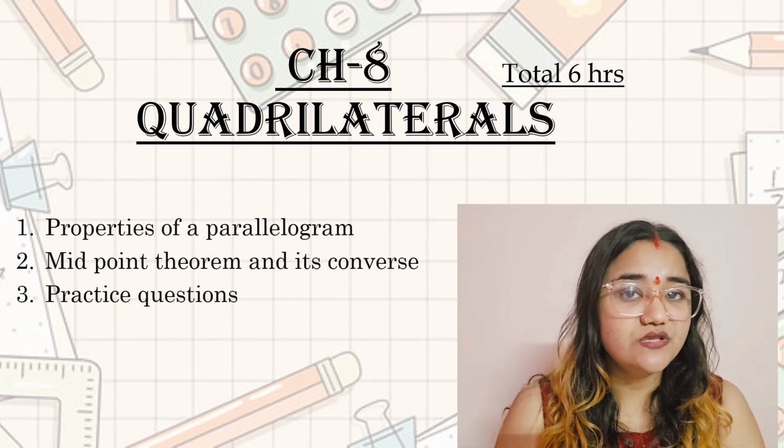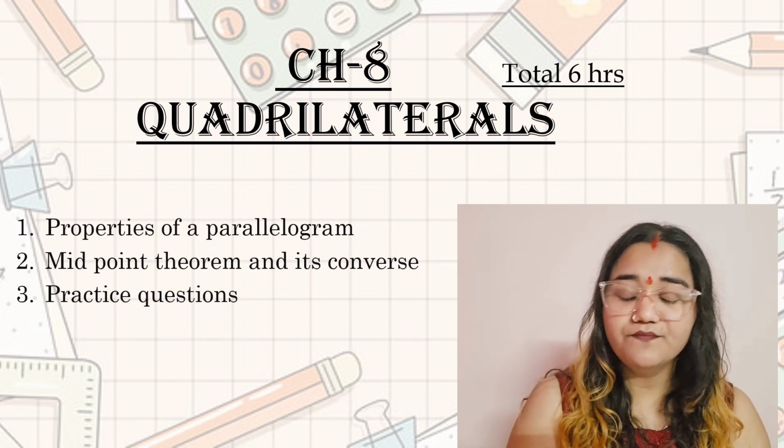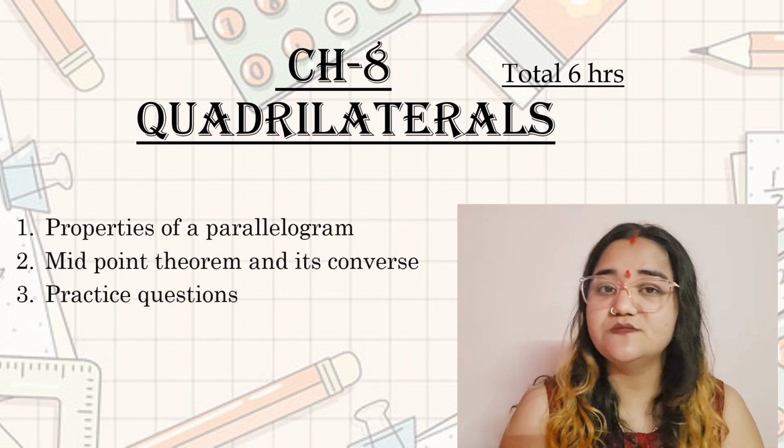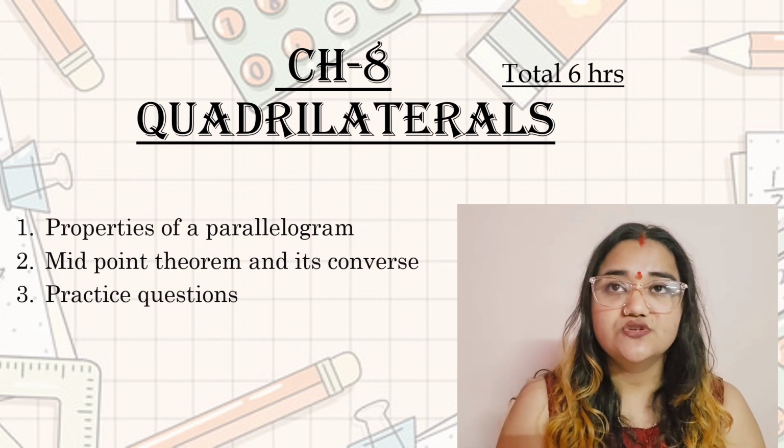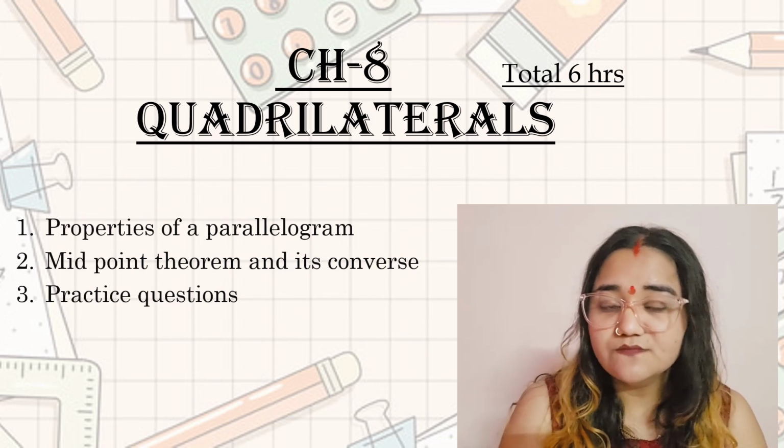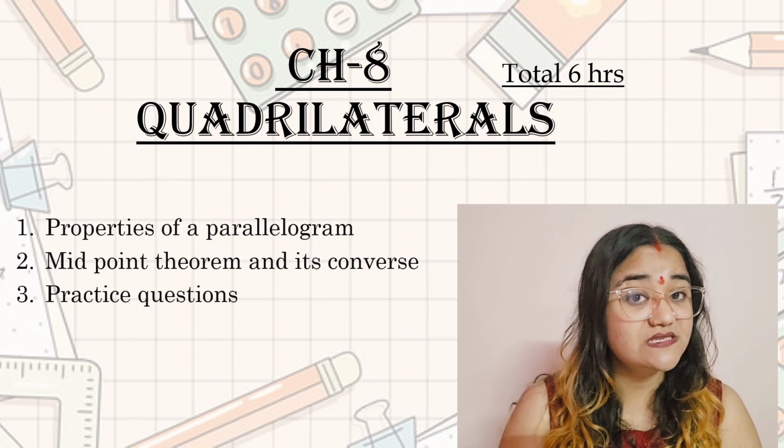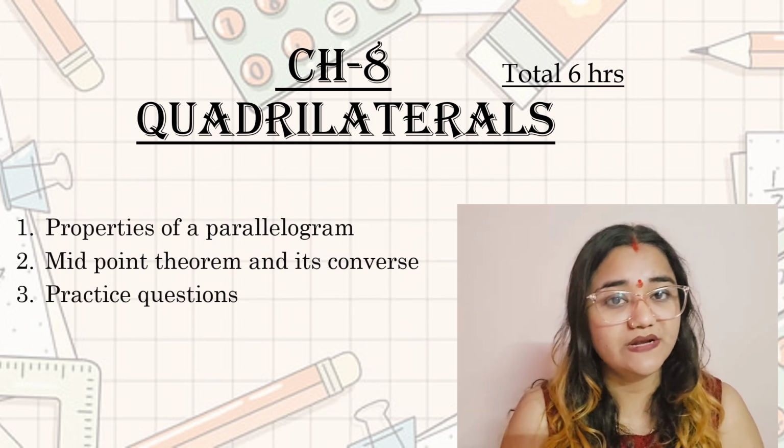Now comes a new theorem in this chapter, that is midpoint theorem, and then the converse of this theorem. Converse means the opposite of this theorem. So it will take us around hardly 5 hours because there are lots of questions, but the questions are easy if you will get to know the properties of triangles.